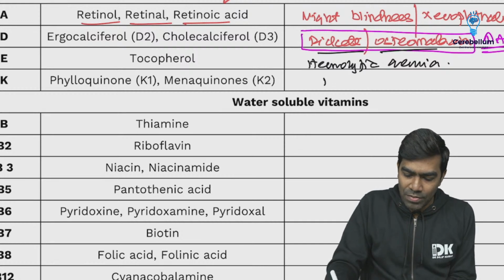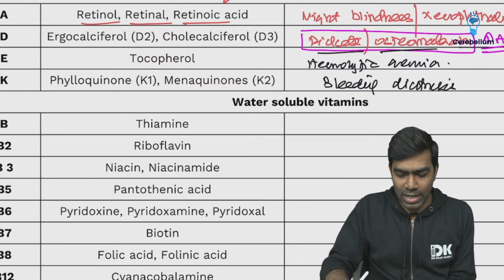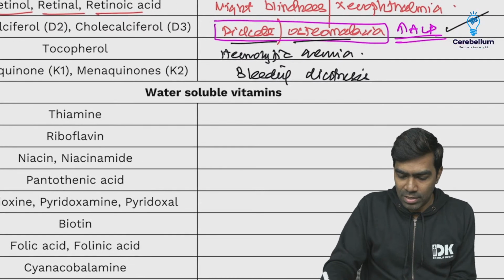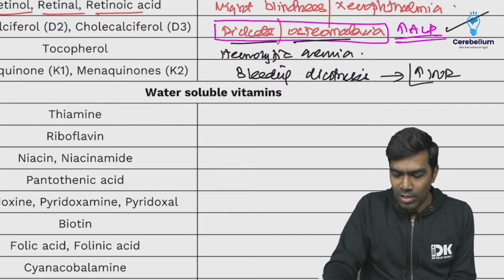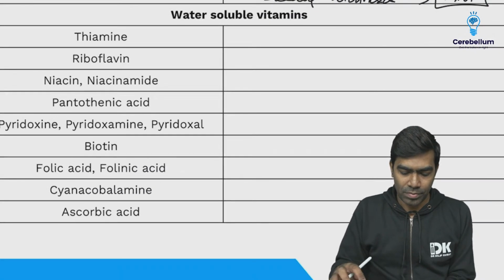And vitamin K deficiency will produce bleeding diathesis because of poor formation of factors 2, 7, 9, 10. The patient will have elevated INR. So that's the key. Elevated prothrombin time and INR will be there.